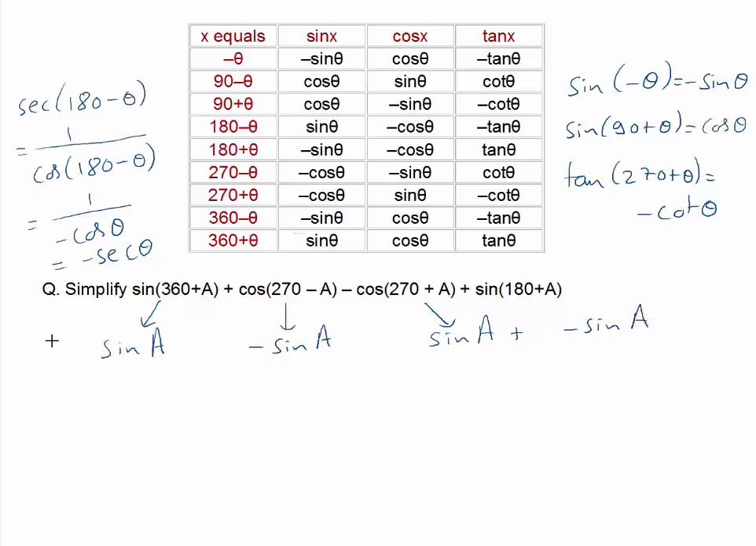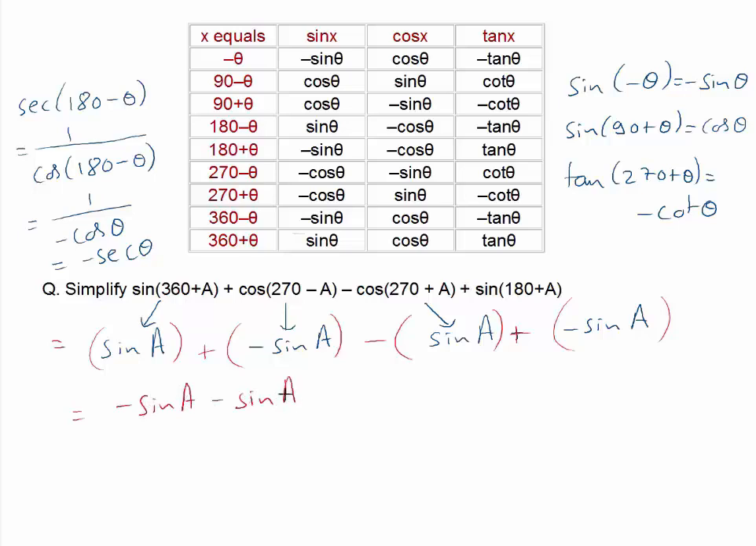So therefore this whole thing would be equals to sine a plus minus of sine a minus of sine a plus minus sine a. So this would be equals to, so sine a will get cancelled. This will be minus sine a, this will be minus sine a.